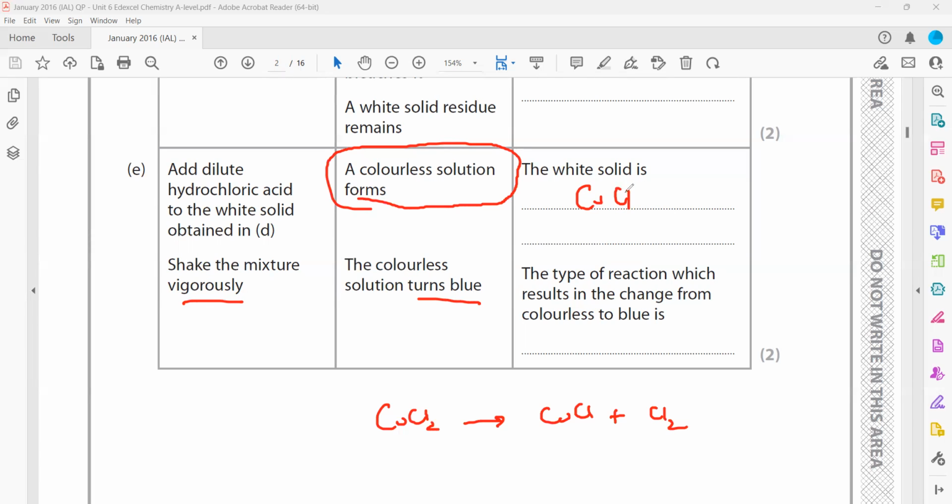Why did it turn blue? Because copper 1 chloride is colorless or a white solid. But when it becomes copper 2, it is oxidized as we shake vigorously. Copper 1 is oxidized to copper 2. So the type of reaction which results in the formation of a colorless to blue is oxidation. So here we have an oxidation reaction.